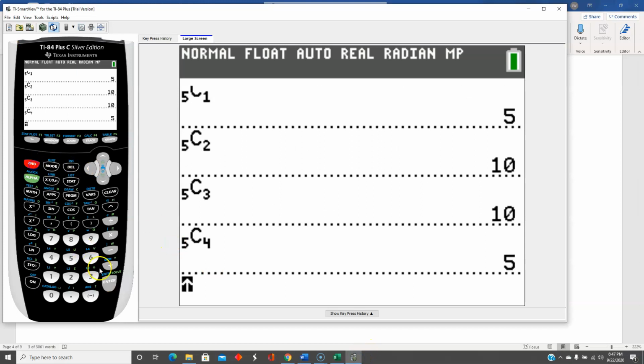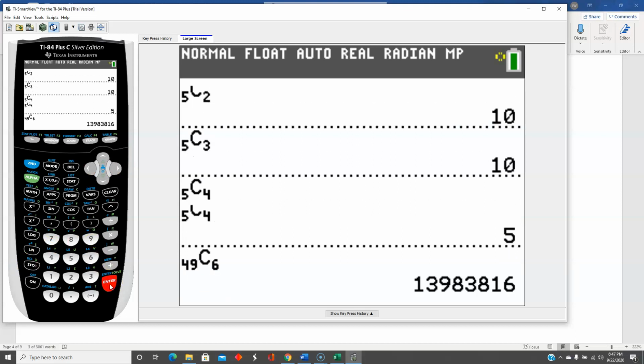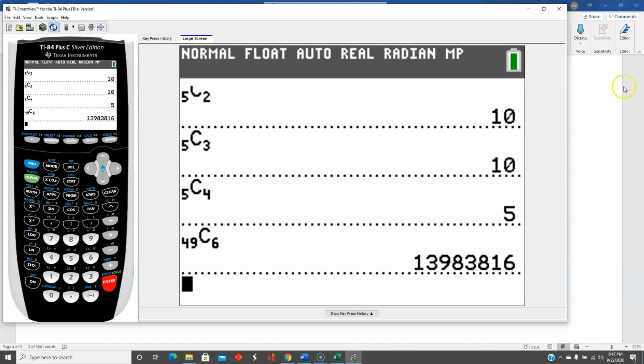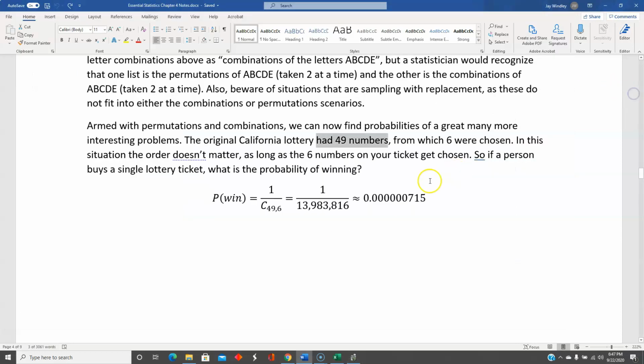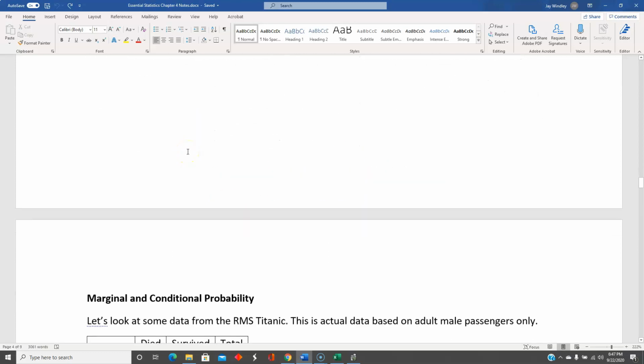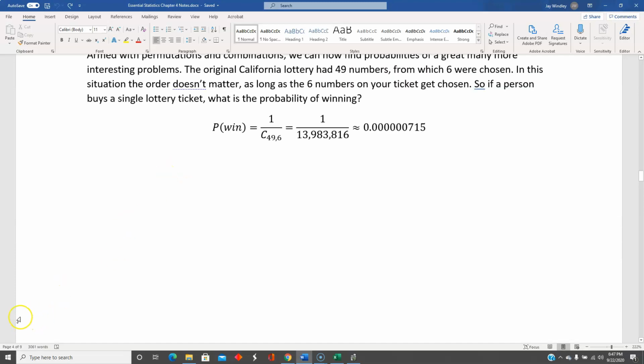And on my calculator, that's kind of child's play. 49 choose 6, almost 14 million. So there's 14 million ways you can choose 6 of those numbers, and my ticket only has one of those ways, so my probability of winning is about 1 in 14 million. So that's a simple example of how you would use combinations and or permutations to find a simple probability answer.